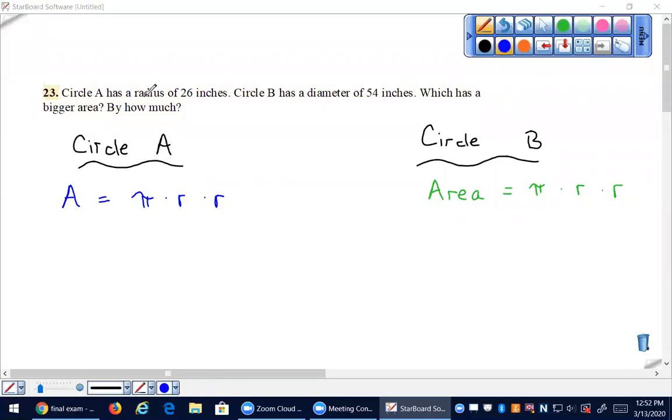The first one, it tells you, oh, radius of 26. I can just plug that right in. So, how do I do that on this? Shift, or second, second. Yeah, whatever you want. Or do 3.14. Super simple. Pi times 26 times 26.